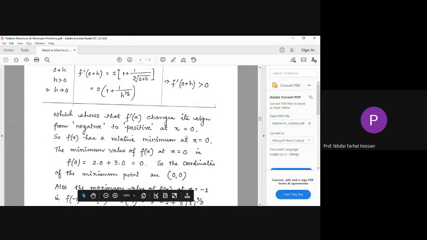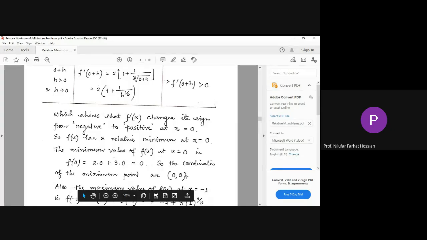Yes, when x equals 0, the function will have a relative minimum, and the minimum value of the function, when you put x equal to 0 in the original function 2x plus 3x to the power 1/3, is 0. So the coordinates of the minimum point are (0, 0).